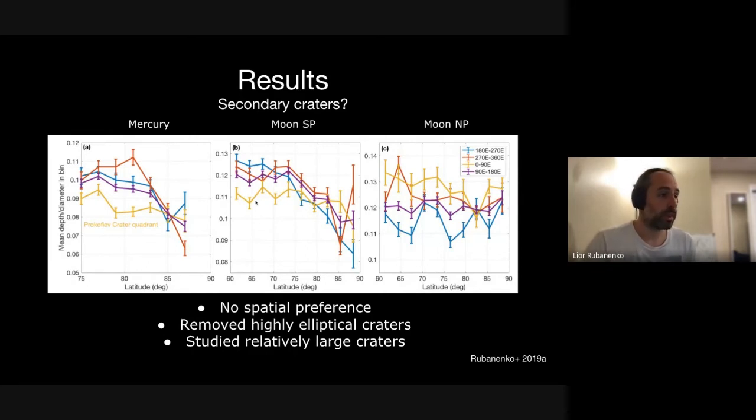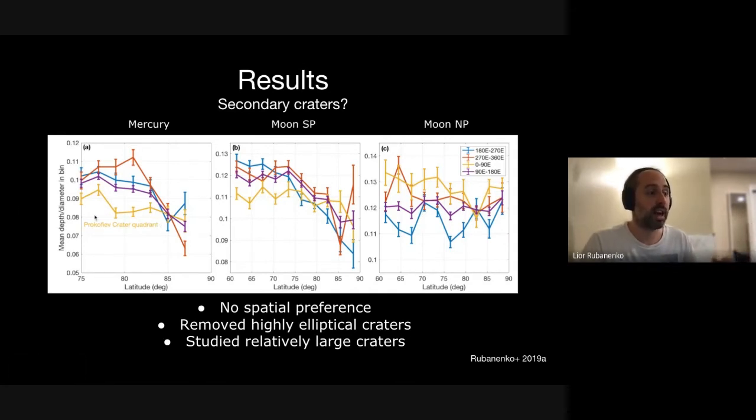To test that, all you need to do is ask yourself whether the shallowing you see is due to a local phenomenon, because secondaries tend to be local. You can again bin the results by, for example, quadrant, looking at longitudes between 180 and 270, etc., and see that, for example, on Mercury, the shallowing is almost the same in all quadrants. So it's not a localized effect.